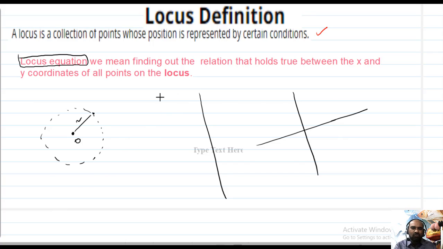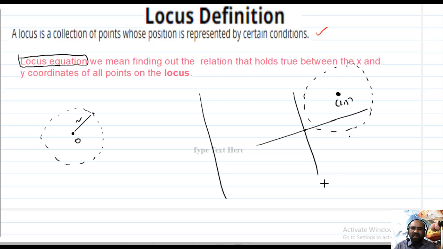But on the coordinate plane, the same question is given: find the locus equation. Find the locus of a point which is 2 centimeters from a fixed point. Where is that fixed point? It may be here, or here. The fixed point is not located. For example, this is a fixed point whose coordinates are given as (2, 3). Now we want to find the locus of a point which is 2 centimeters from this fixed point. Obviously, here also we will get a circle only.